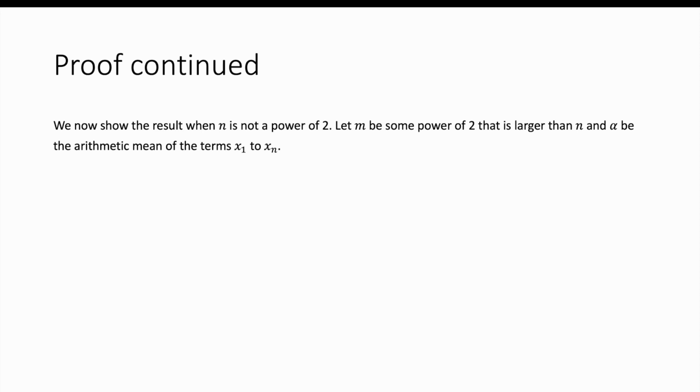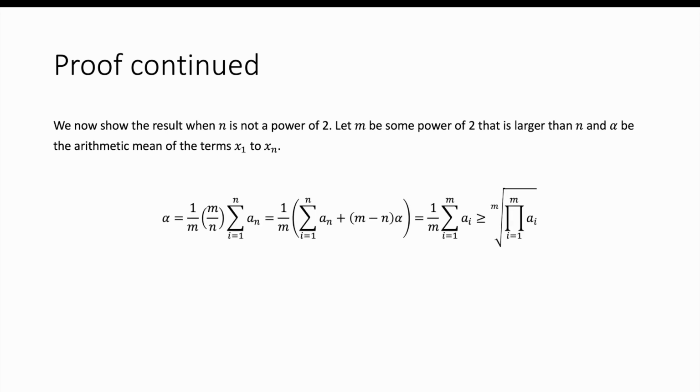Now suppose that n is not a power of 2. There exists some m which is a power of 2 and is larger than n. So let alpha be the arithmetic mean of the terms x1 to xn. We know that alpha is equal to this expression. We convert the denominator of the sum of all the terms from x1 to xn to be m, so that we can use the AM-GM inequality for n equal to m, because we have already shown that the AM-GM inequality holds for all powers of 2.